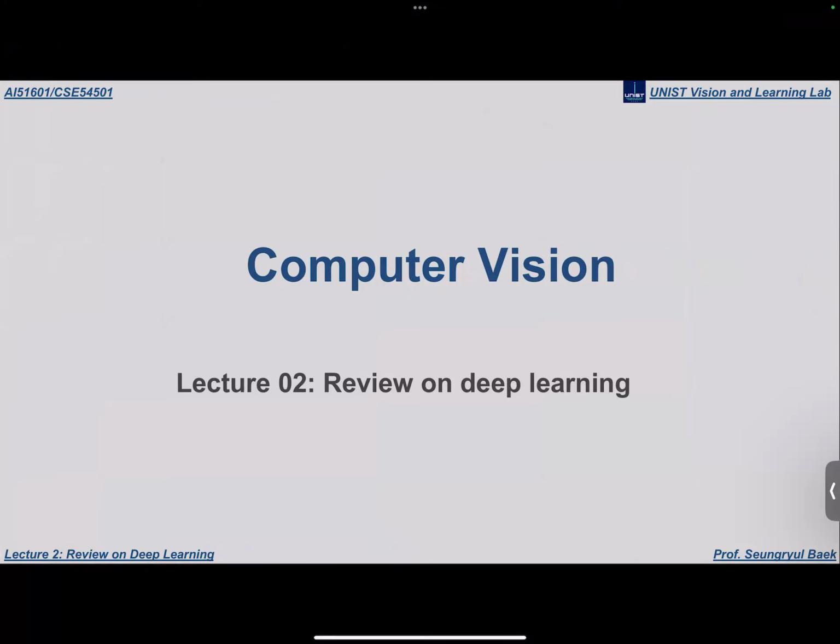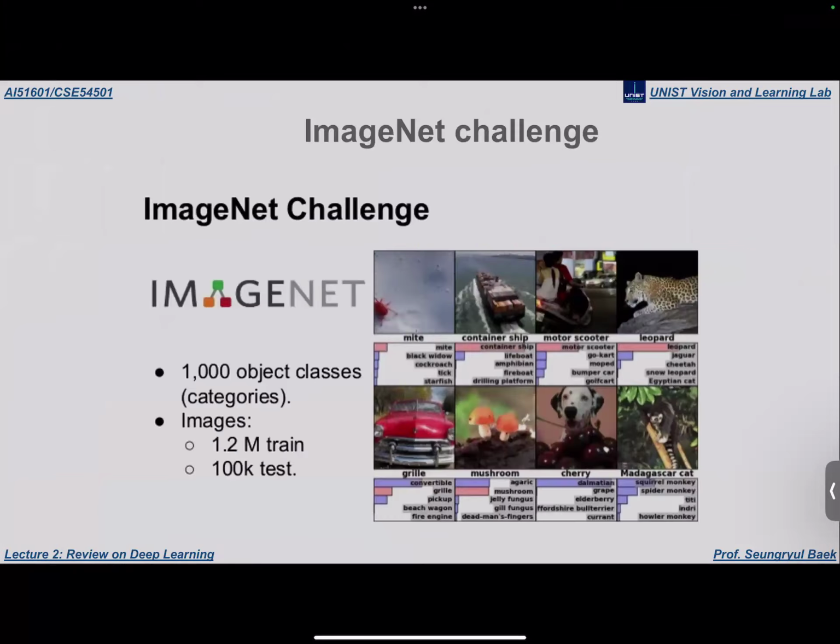Okay. So today we will start the second lecture, which is the review on deep learning. I already showed you this slide, the ImageNet challenge. This is the largest benchmark, developed for the image classification task. It has 1,000 object classes, and the images have this number of training and testing images, which is very large in scale.